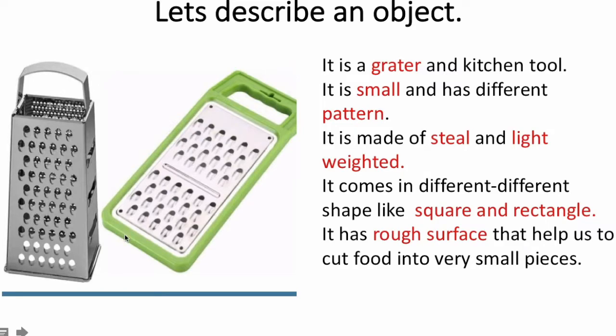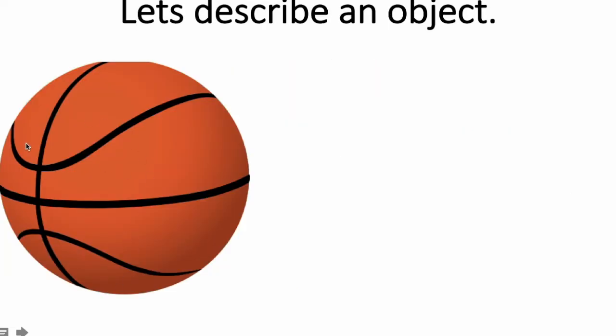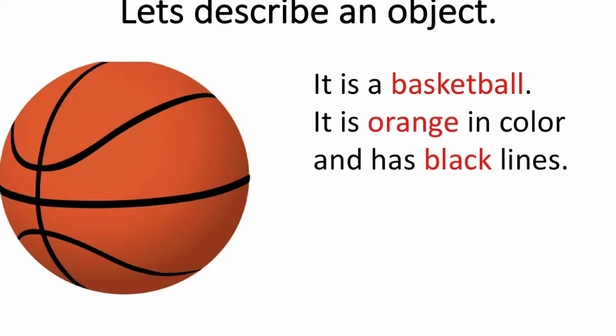All right, now let us move on to the second picture. Oh wow, I think all the kids know this. What is in the picture? What do we say? It is a basketball, right? Now we can talk about shape, we can talk about size, we can talk about color. There are many things. Now let us see. It is orange in color and has black lines. Can you see? There are some black lines.